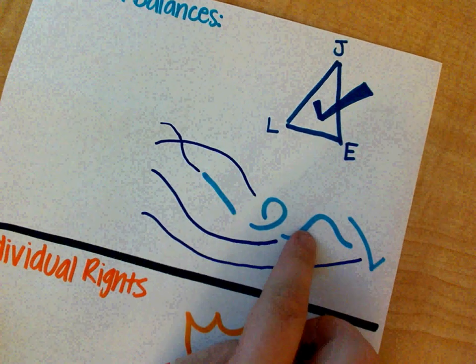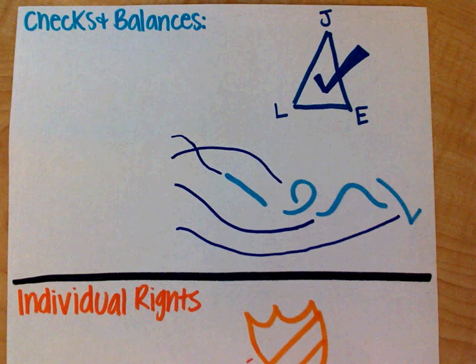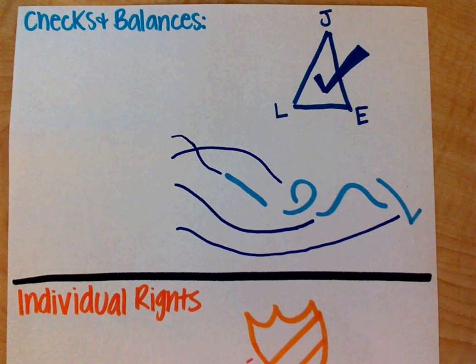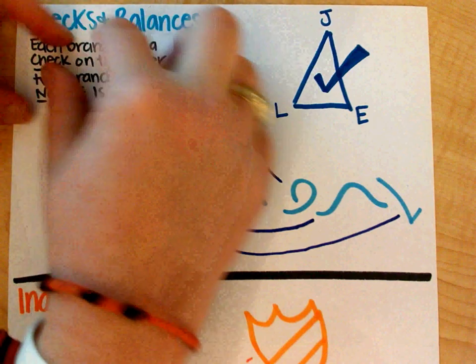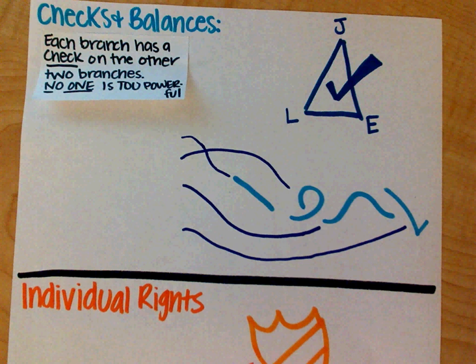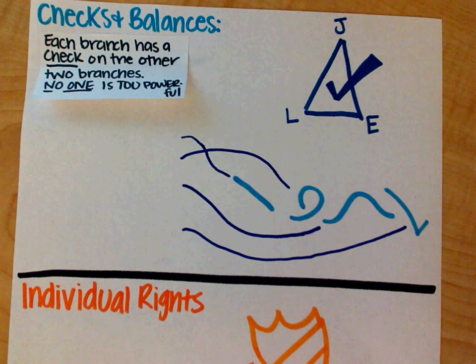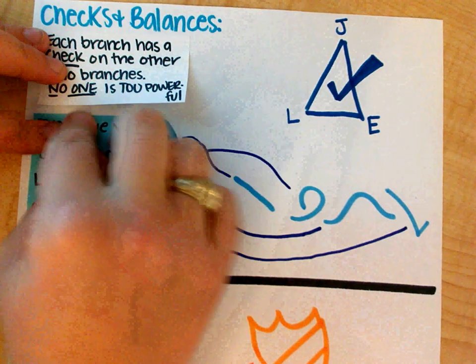Next. This one's going to look a little trickier. Doesn't this look like a foreign language? It's kind of cool, like I'm writing in the lost language of Atlantis. Checks and balances just means that each branch of government has a check on the other two branches, because we don't want any one branch getting too powerful. That's a big fear of our people, that the national government's going to get too powerful.